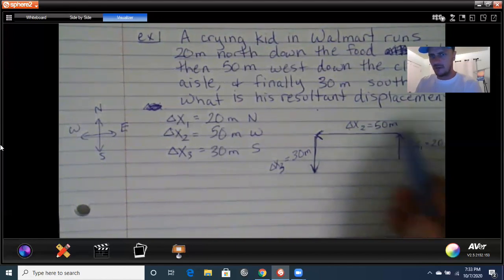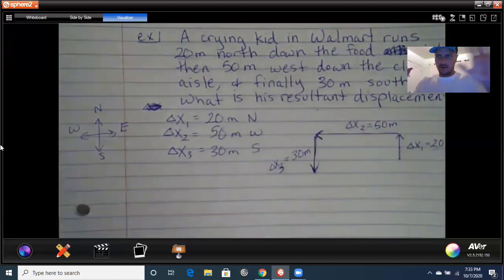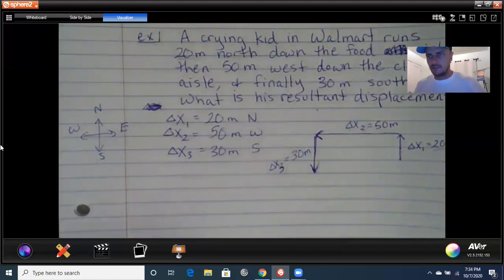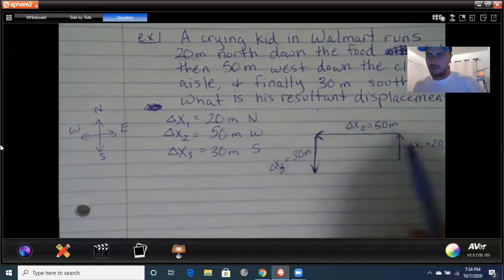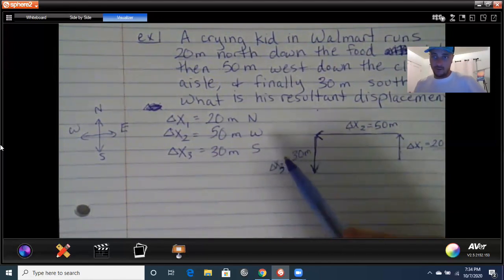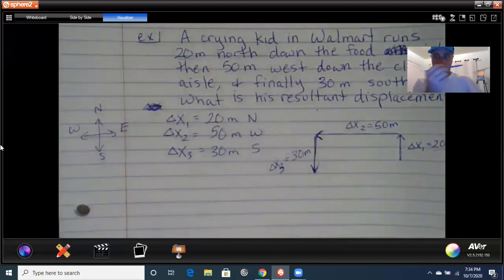You can't just say 20 plus 50 plus 30, wash your hands and say the problem's done. It makes no sense. 20 is going north, 30 is going south, 50 is going west. You can't just add them straight up. You could add them straight up if they were all going west. If you had 20 west, 50 west, and 30 west, they're all going the same direction. Sure enough, you can add them up. But here we have all these different directions.